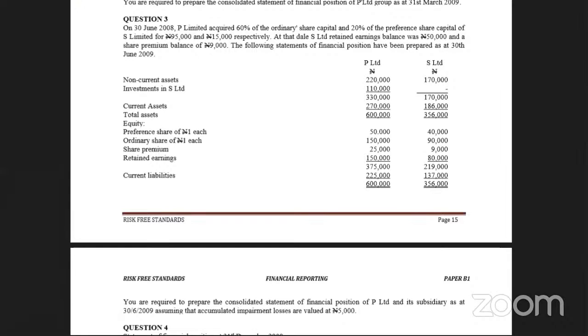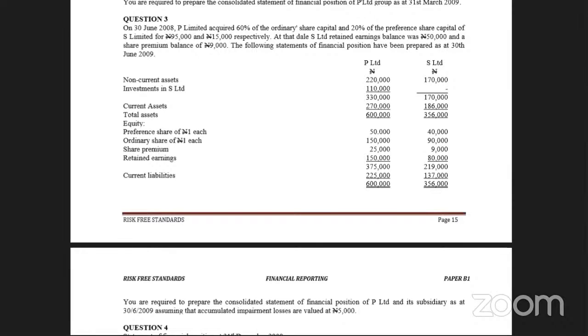Now, there's something I want to call your attention to. If we look at this question, is there any information telling us how much the NCI has paid? No. So there is no direct information.